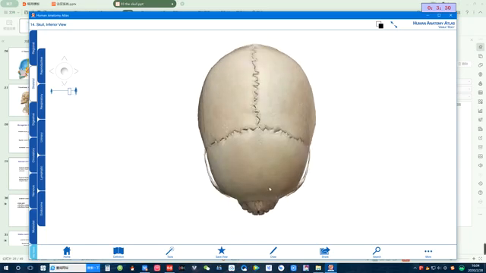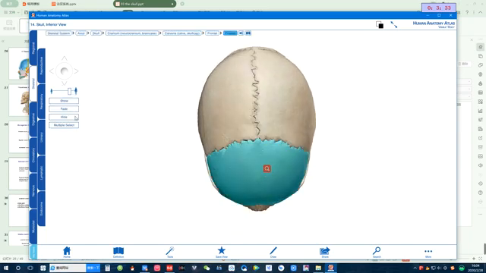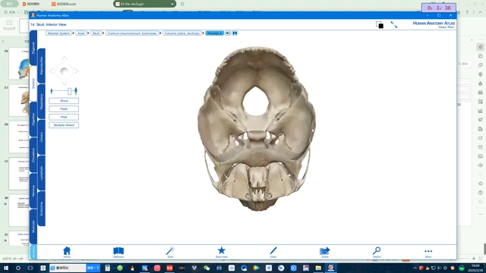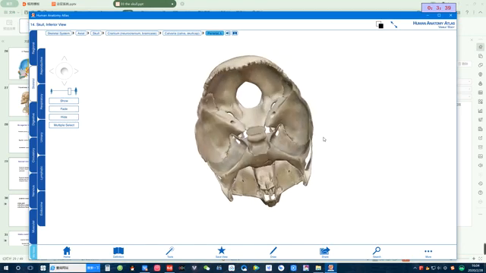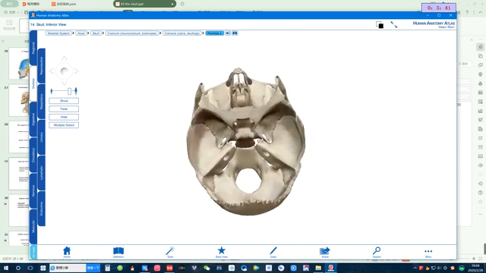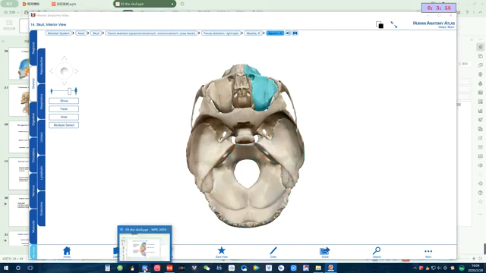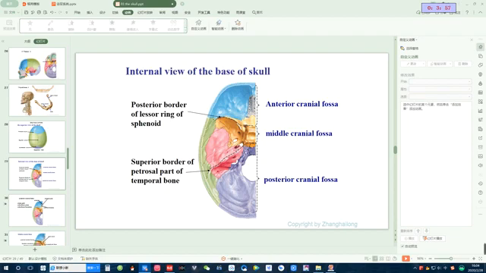Now, I'll open the skull. Hide it. Now you see, this is the base of the skull, and this is the internal view of it. Internal means the inside of the base. Now you see this model is like this picture, but the picture shows only one half of it. They are the same.